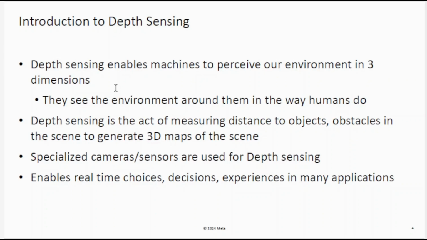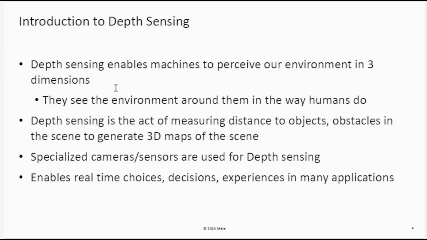So what is depth sensing? Essentially, it's a way to enable machines to see the entire environment around them, just like humans do. That's the fundamental concept. And you do it by measuring distance to objects, humans or otherwise, obstacles along the way, and then you generate 3D maps.